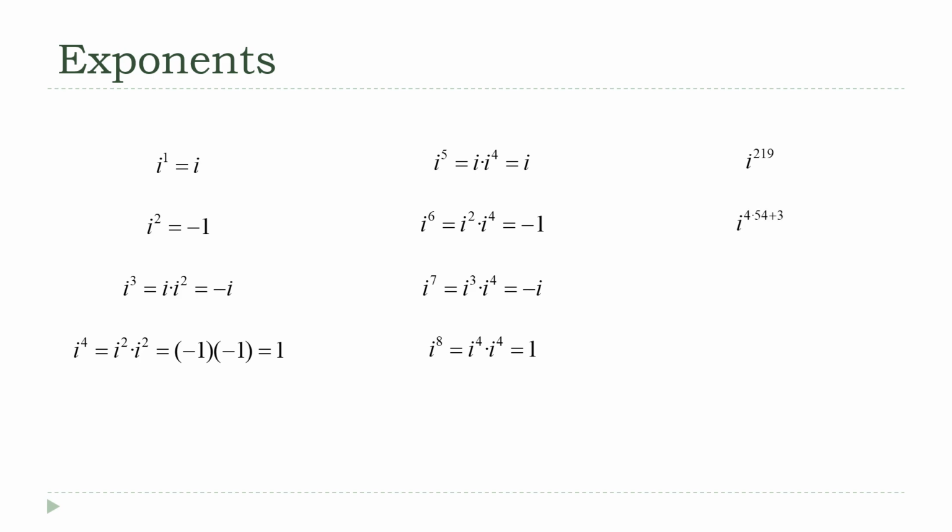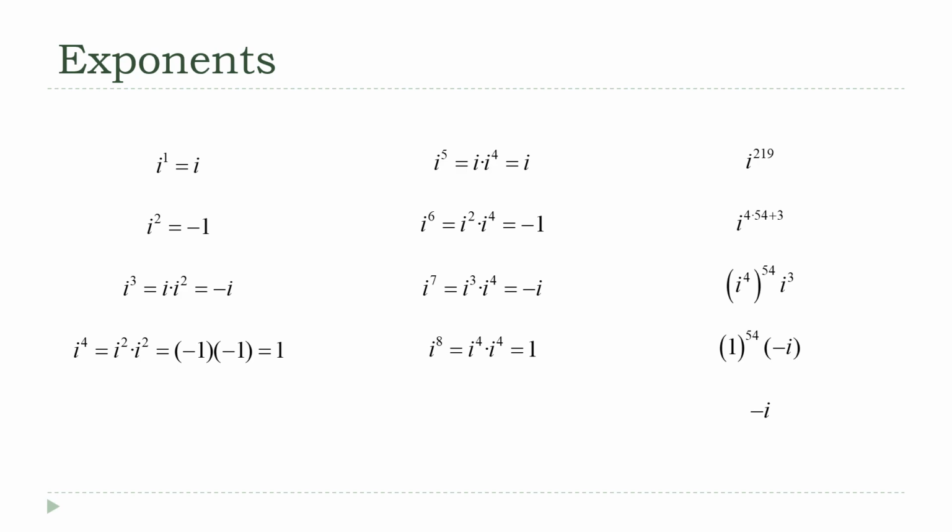219 is 4 times 54 plus 3. Okay, so split this up. This is I to the 4th to the 54th power times I to the 3rd. I to the 4th, that's just 1. So that whole first term there is just 1. I to the 3rd is negative I. And there's my answer.